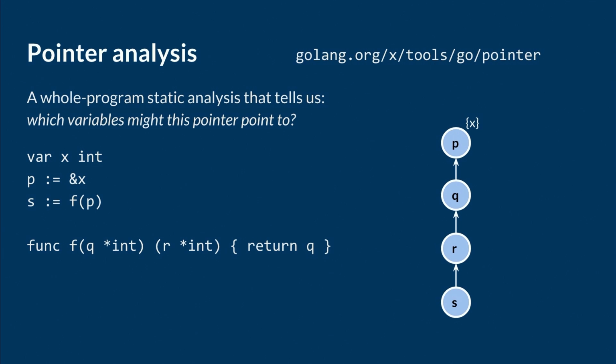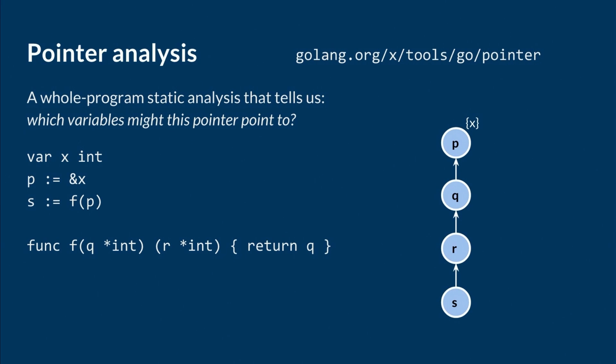But I just want to give you a flavor of what it does. It's a whole program analysis that can answer the question, which variables might this pointer point to? The way it works is it builds a graph. Every node in this graph corresponds to an expression or a value in your program that is a pointer. Then it analyzes all the assignment statements in your program and builds edges between these nodes that represent assignments that copy values or the flow of values through your program.